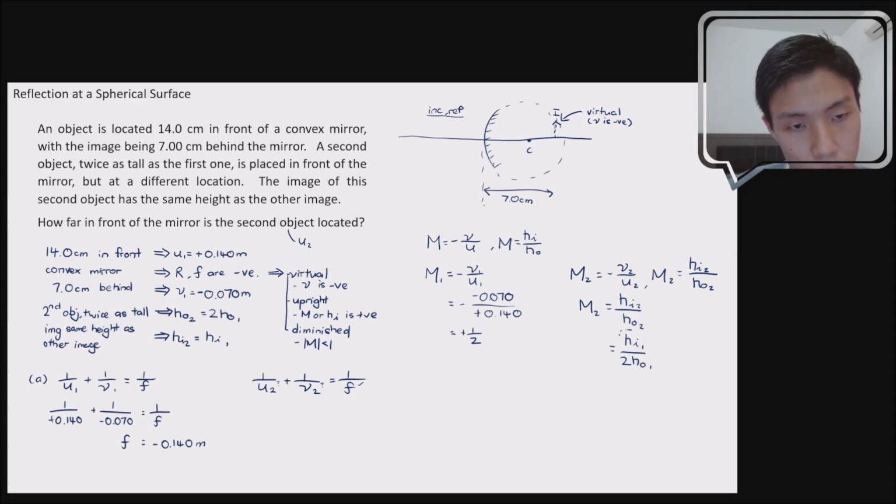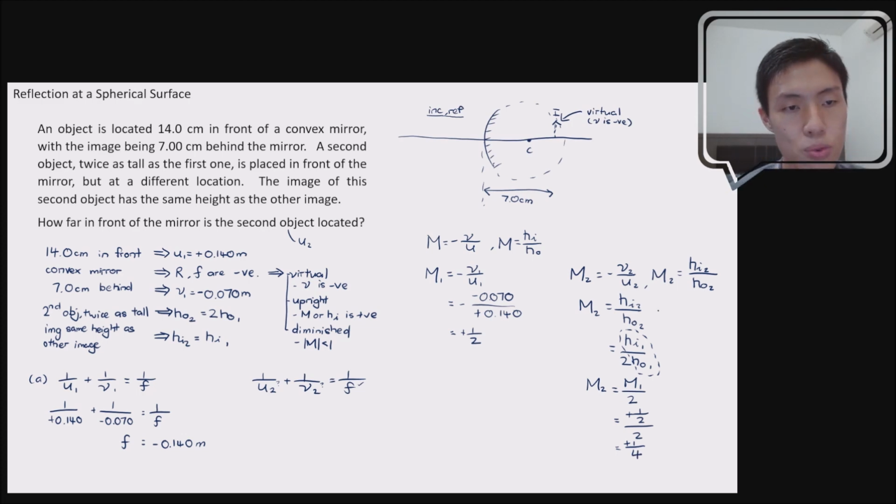So right now, what do we have here? What I have here is HI1 divided by HO1, which is actually just M1. So we can replace this HI1 over HO1 with M1. So M1 divided by 2 will get you M2. And since we know that M1 is positive half, this is positive half divided by 2. You know that M2 is positive 1 over 4.